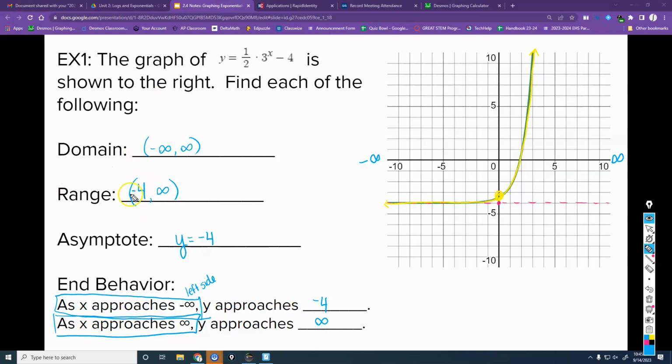This number right here that you got for range is going to be the same number you use over here. Now, it depends on what the graph looks like. There are some where the negative 4 would go like right here for the second one. So you just have to look at your picture and see what's happening.